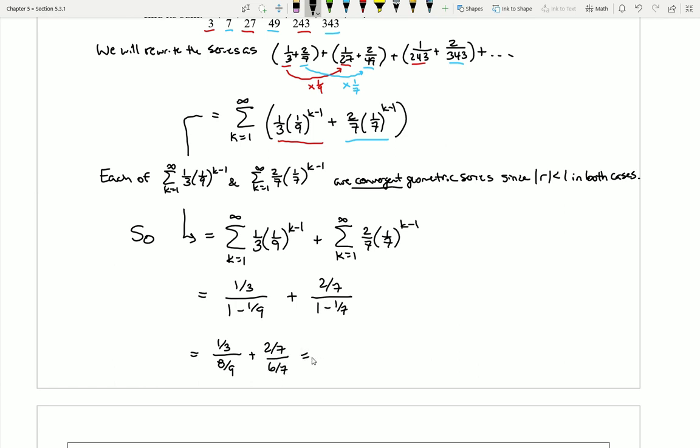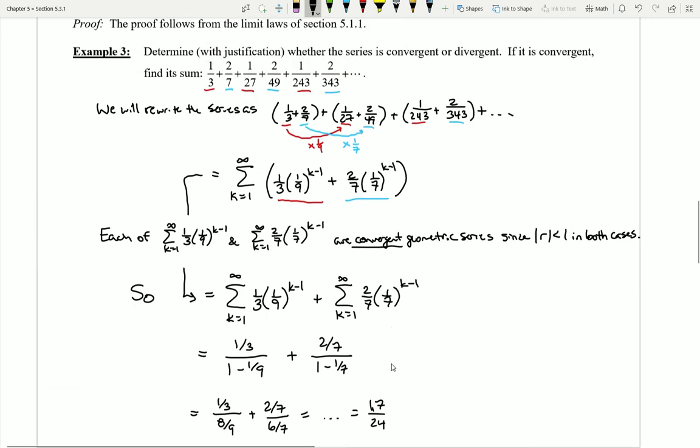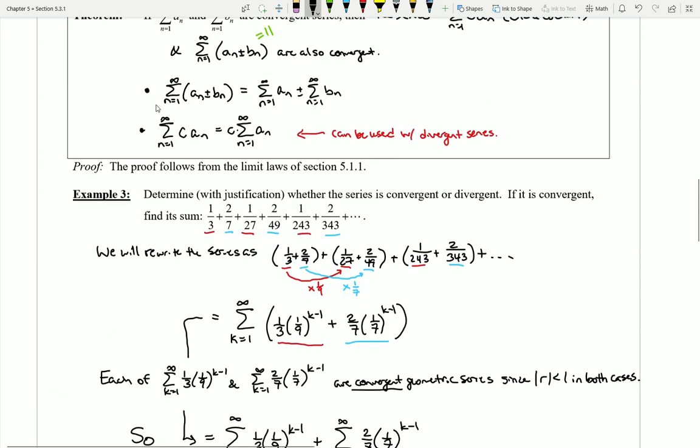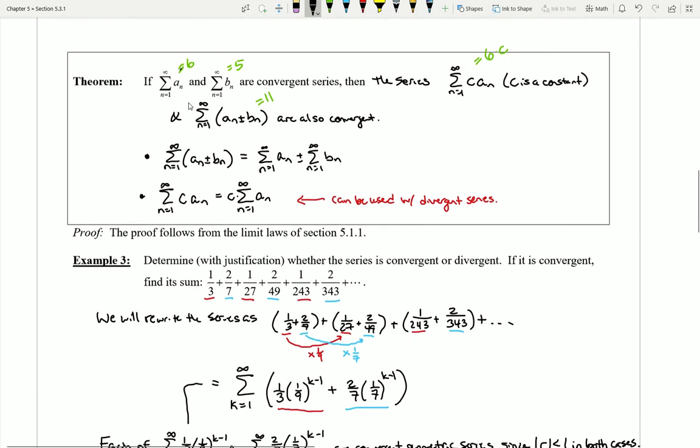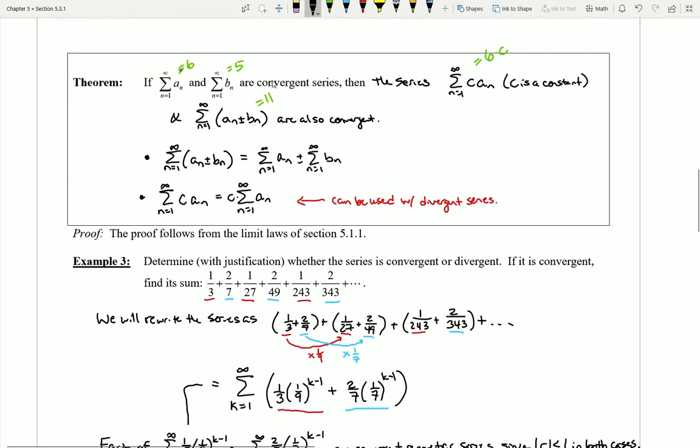And I think if you do a little bit of work and continue to clean that up, you can get down to a final answer of something like 17 over 24. I'll leave that for you to confirm on your own. But I can see how this interesting theorem allows us to take different series that are separately convergent and start to understand how to deal with combinations of those, as well as with some constants.